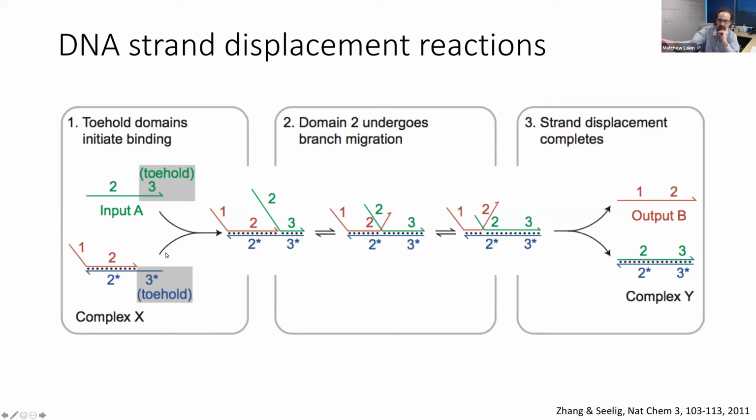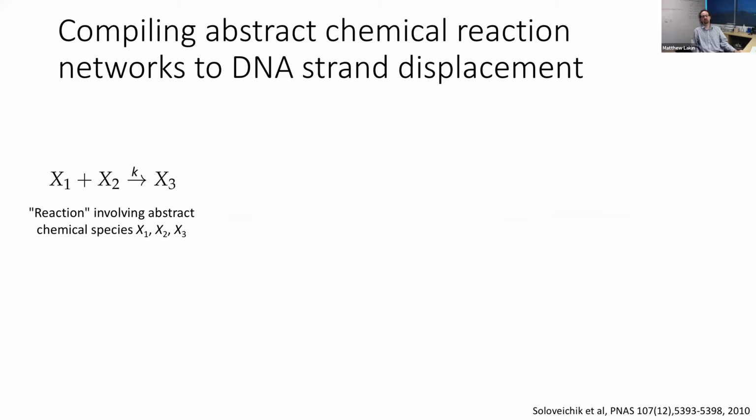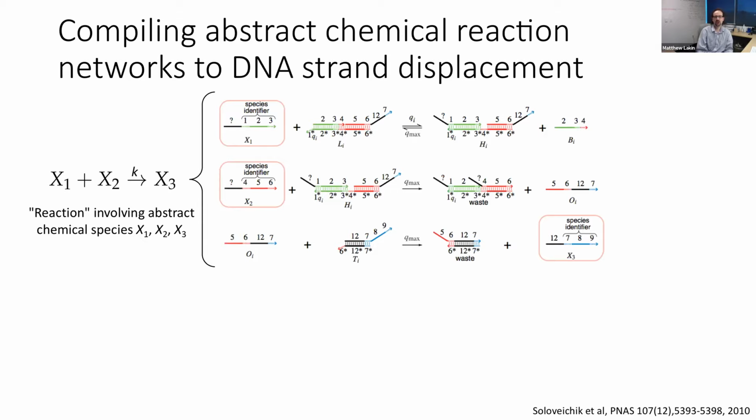Now, one of the things that's very interesting about DNA strand displacement is that if you write down a series of abstract chemical reactions, where we don't specify particular chemical species, but rather just say there's a thing called X1 and a thing called X2, and those two will react together to produce a new thing called X3, and we can write down abstract reaction networks of that form, then any such set of abstract reactions can be compiled automatically into a corresponding set of DNA strand displacement reactions. This is a result due to Soloveichik et al.